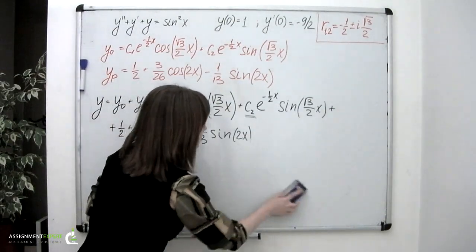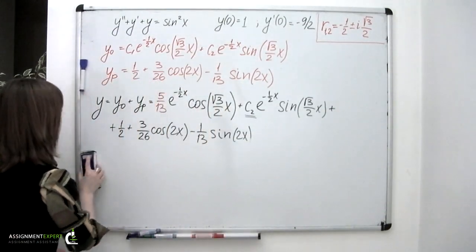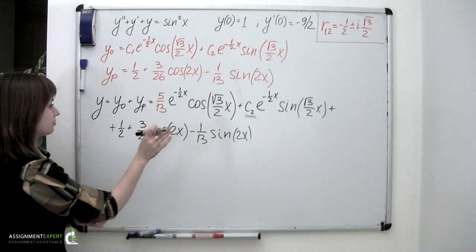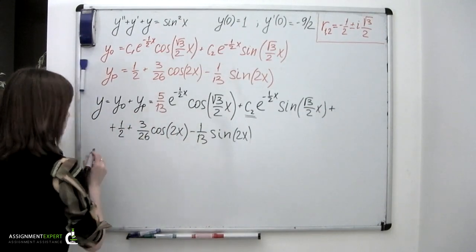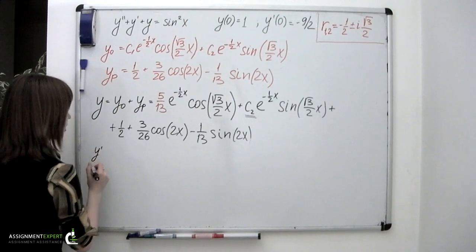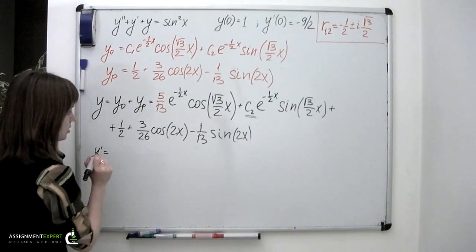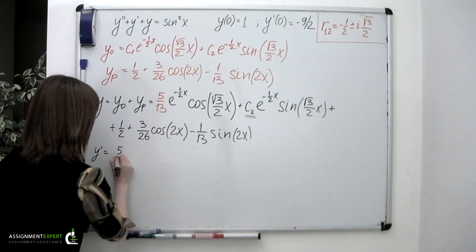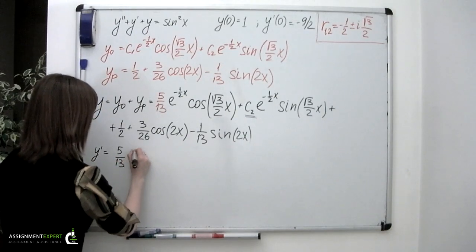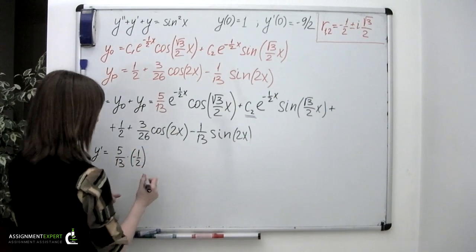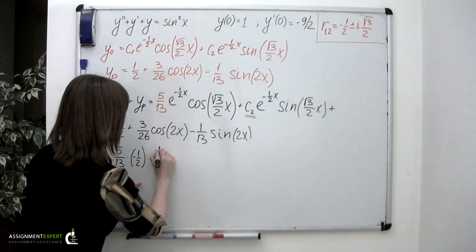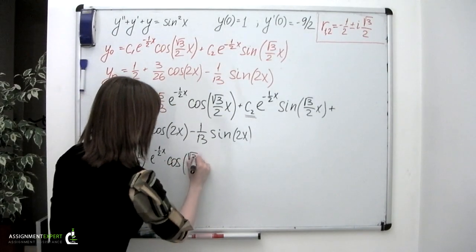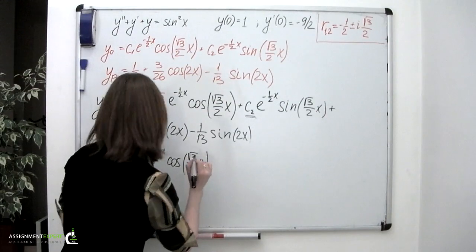To find the second constant, we're going to need to apply the second condition, and to do this we need to find the expression's first derivative. So let's go. Y prime of x is equal to 5/13 times negative 1/2 times e to the power of negative 1/2 x times the cosine of square root of 3/2 times x.